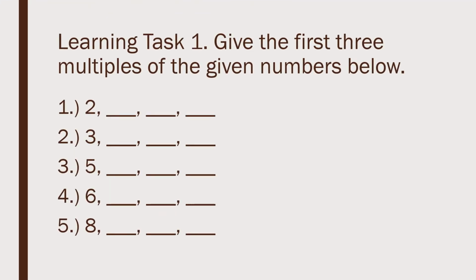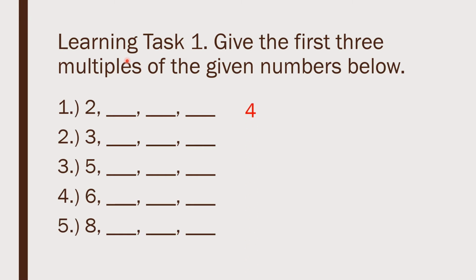Okay, so let us do learning task 1. Give the first three multiples of the given numbers below. Do you still remember the meaning of multiples? So when we say multiples, these are the numbers that we get when we multiply one whole number by another whole number. Or in simple terms, you get the multiples of a number when you multiply.